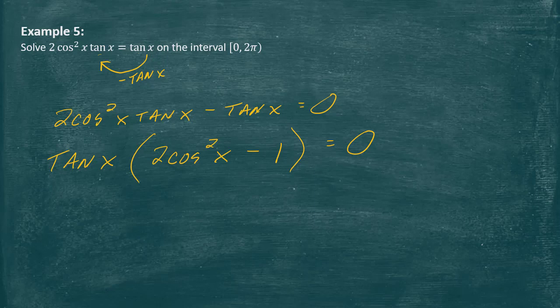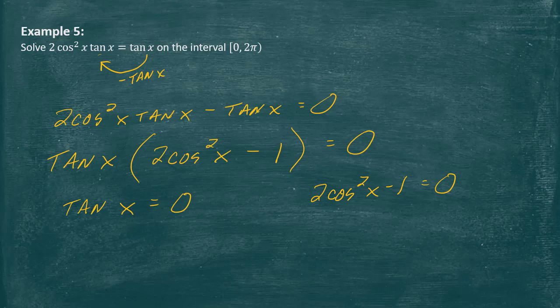But now, because I've turned that into a product, I can do the same step as I did in the last example, just split it up into 2 expressions now, where tangent of x equals 0 is going to be some of my solutions, and then the other part, 2 cosine squared of x minus 1 equaling 0, is my other list of solutions.